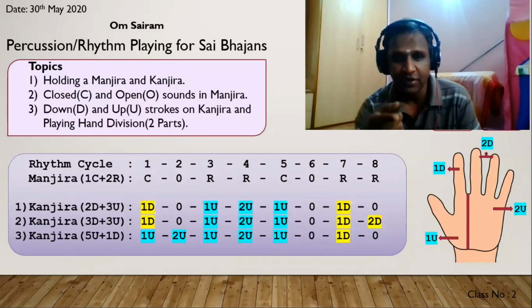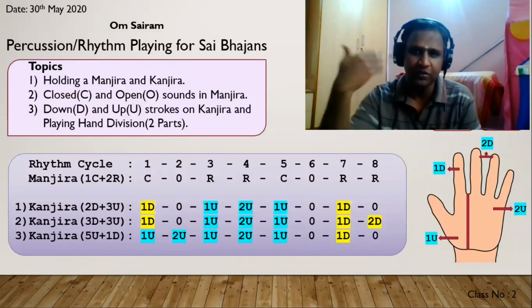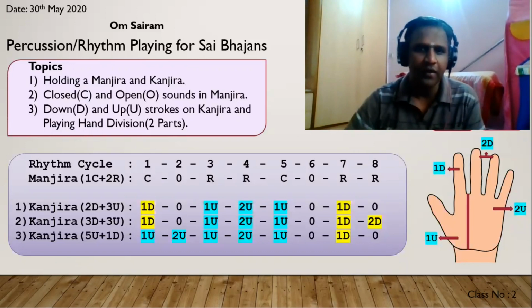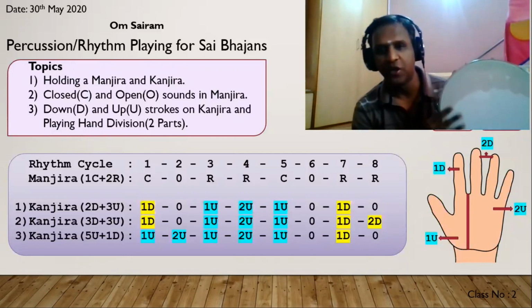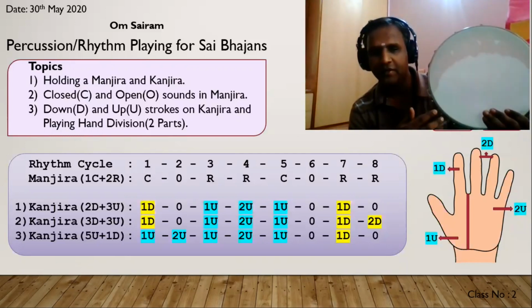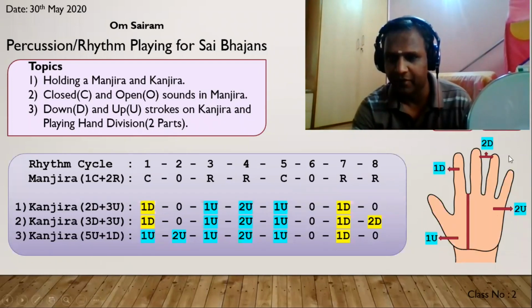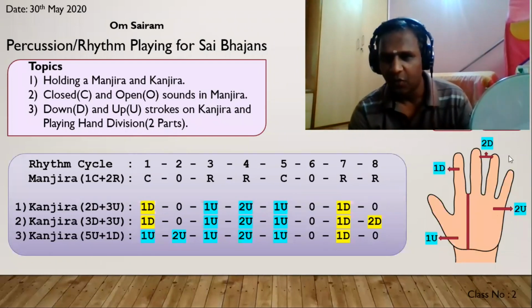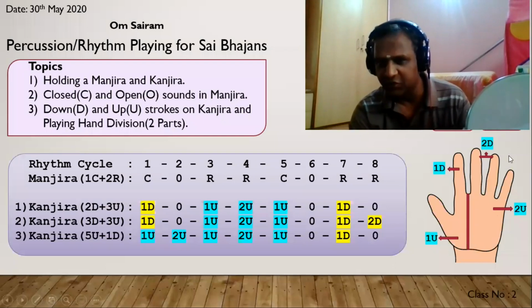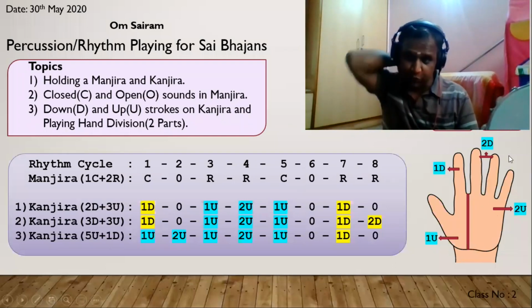So Kanjira, I'm calling it 2D, 3U. Another way is they call it 2 and 3. That is, you have 2 strokes on the down and 3 strokes on top. So how does 2 down, 3 up come? You can see the hand. I've given a hand pattern, in the sense of what is 1D, what is 1U, what is 2D, what is 2U. I'll tell you what it is.